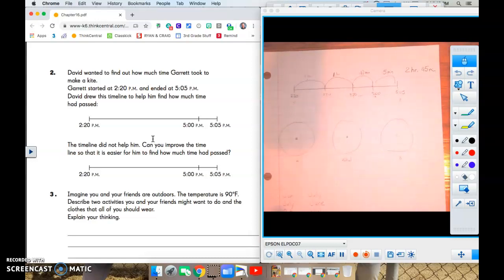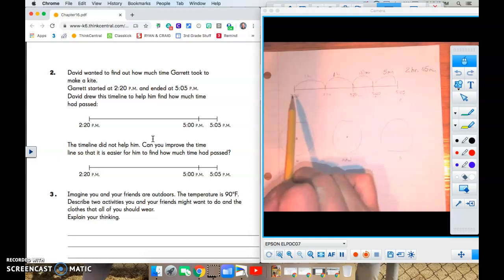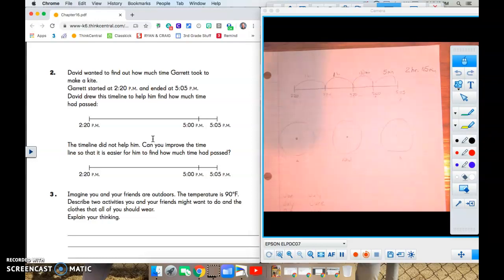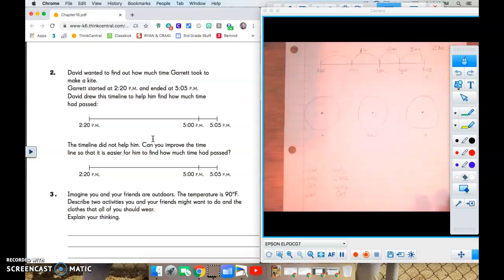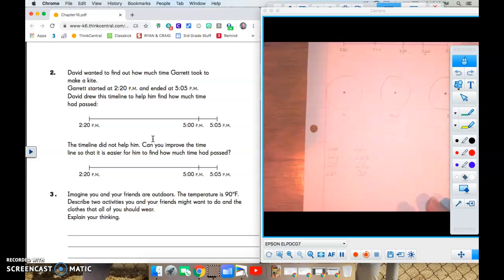There. Hope that makes sense for you. But that's kind of how I would do it. I'd jump the hours first. Kind of like back in the day when we were doing the counting on the number line or number chart. Either way, it's kind of the same deal. So let's go on to the next set here.